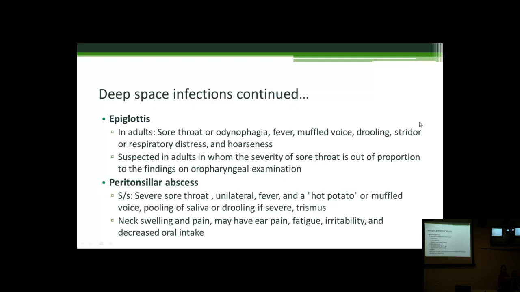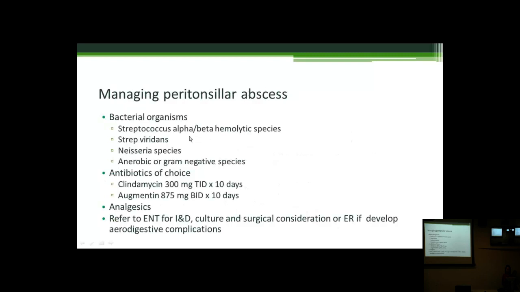Now, managing the peritonsillar abscess. Most common bacterial organisms are streptococci, Streptococcus viridans, Neisseria species, as well as anaerobic gram-negative species. Antibiotic choices include clindamycin and Augmentin. They often will benefit from taking some form of analgesic. When their pain is so bad, you may need to give them a narcotic just to manage the pain. And please refer to ENT, as it probably needs to be drained with incision and drainage.